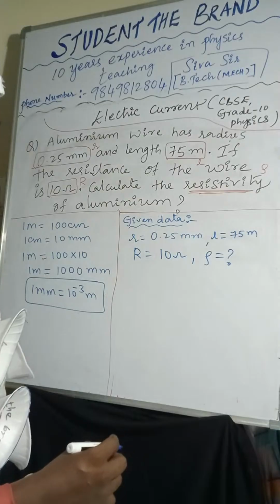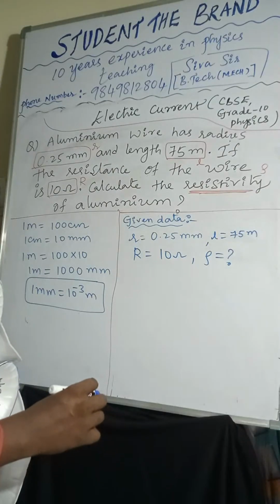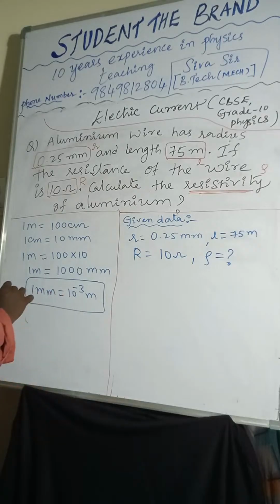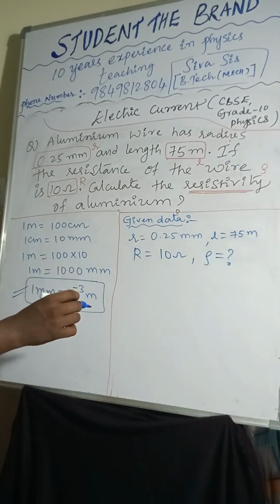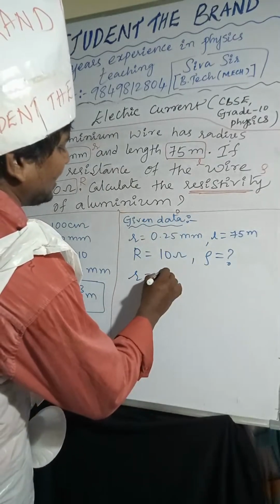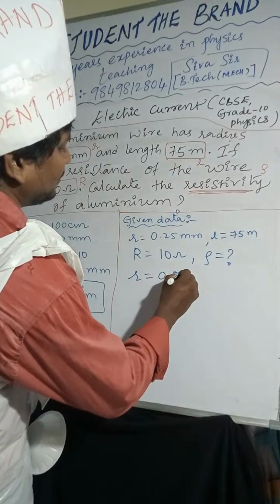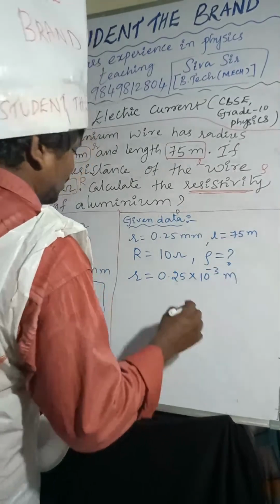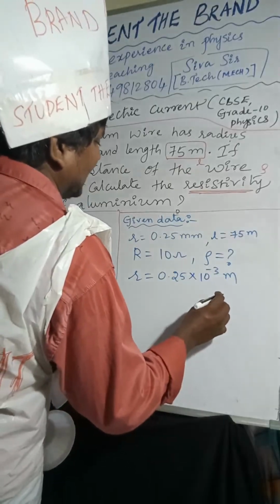So 1 mm equals 10 power minus 3 meter. So the radius is 0.25 into 10 power minus 3 meter.